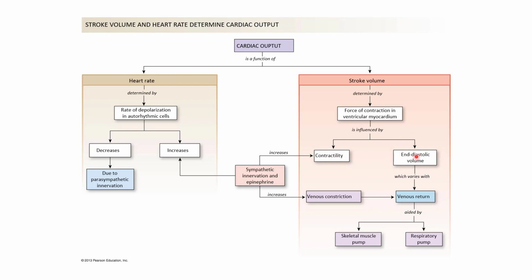What we hadn't fully talked about is the end diastolic volume. How do we get more blood back to the heart? Well, blood is carried back to the heart through our veins, and what forces the blood in our veins to return to the heart is the skeletal or respiratory muscle pump. So either our skeletal muscles or our respiratory muscles squeeze those veins to push the blood back. That's going to vary with our venous return, how much blood comes back.